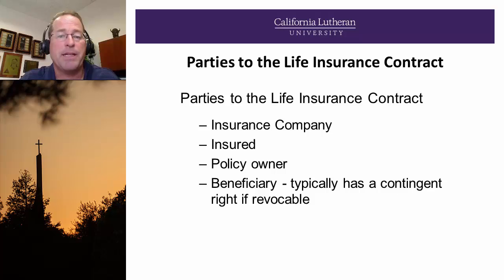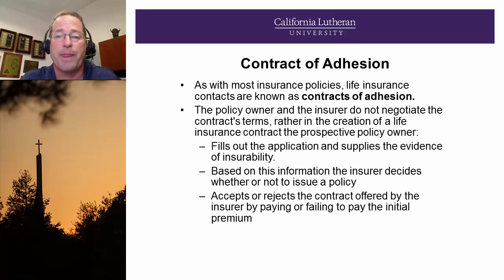We have the insurance company, the insured, the policy owner, and the beneficiary, which typically has a contingent right if revocable. The life insurance contract is a contract of adhesion, and the policy owner and the insurer do not negotiate the contract's terms. Rather, in the creation of a life insurance contract, the prospective policy owner fills out the application and supplies the evidence of insurability. Based on this information, the insurer decides whether or not to issue a policy, and in conjunction with that, the policy owner accepts or rejects the contract offered by the insurer by paying or failing to pay the initial premium.